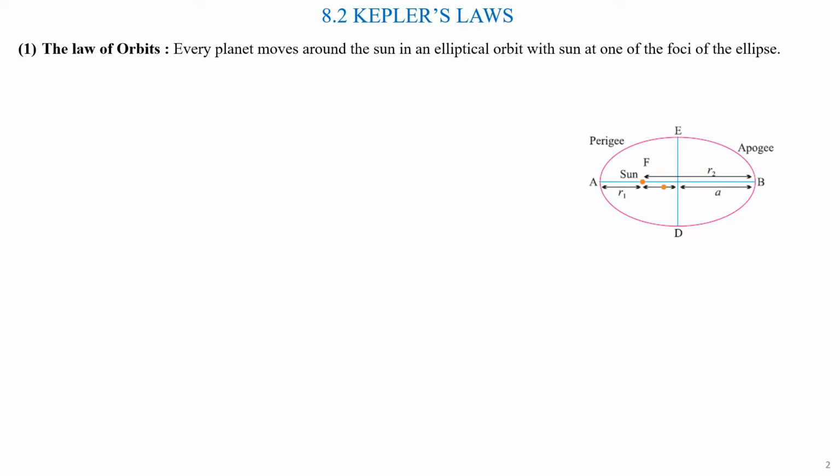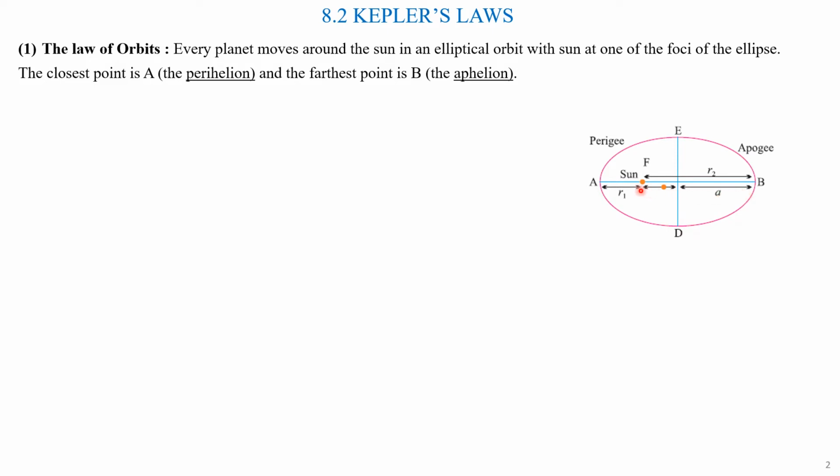Please see the figure here. AB is the major axis of the ellipse shown in brown color here, and ED is the minor axis. The sun lies on one of the foci on AB, and the nearest end is A and the farthest end is B. The closest point A is called perihelion and the farthest point B is aphelion.